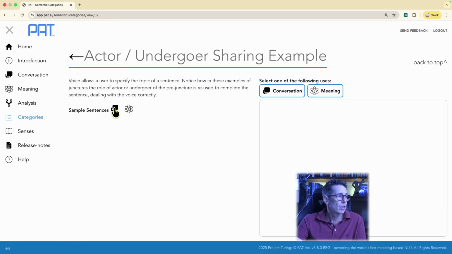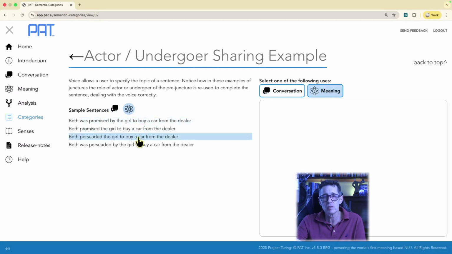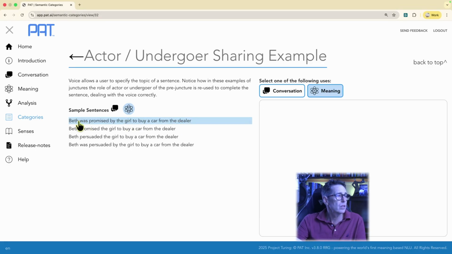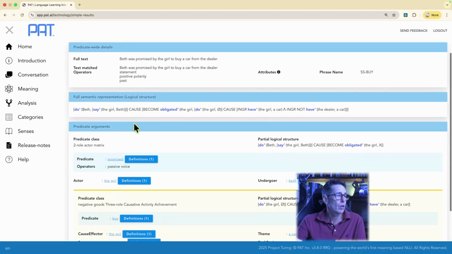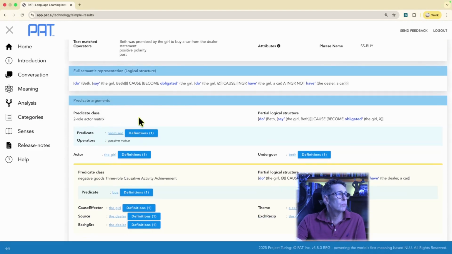So again, these are the ones that are representing conversation, and these are the ones that are just breaking down a sentence. So if Beth was promised by the girl to buy a car from the dealer because you speak English, the question is, what does this mean? Let's see, was promised. So the girl promised Beth to buy a car. So the girl's going to buy a car from the dealer. That's what it says. So if we select that, we can say the meaning of it is Beth was promised by the girl. So the girl promised Beth.